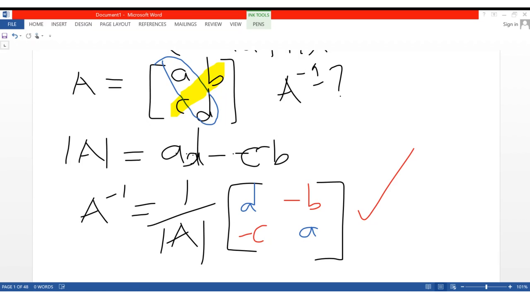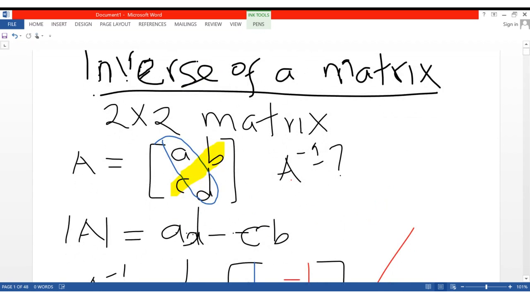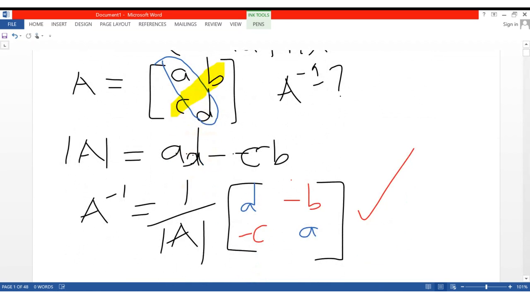So we are saying for a 2 by 2 matrix, the inverse, first of all, you get the determinant. After getting the determinant, we interchange the leading diagonal and then multiply the minor diagonal with a negative. The ones in yellow are multiplied with a negative. And that's how you get the inverse.